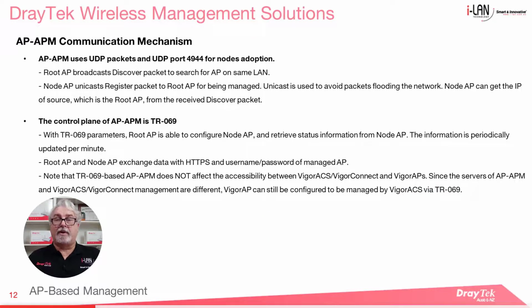Here's some information on the APM communication mechanism. Points to note are that APM uses UDP packets and port 4944 for node adoption. Also, TR-069 is used for data exchange. This does not affect communication with Vigor ACS or Vigor Connect, so both management systems can be used at the same time. Please pause the video here if you'd like to view this slide for longer.